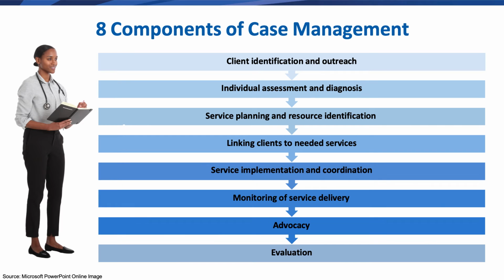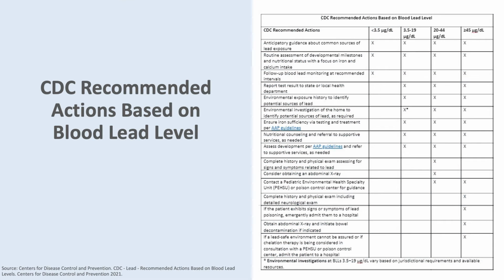There are 8 components of case management identified by CDC: client identification and outreach, individual assessment and diagnosis, service planning and resource identification, linking clients to needed services, service implementation and coordination, monitoring service delivery, advocacy, and evaluation. The CDC recommends certain actions based on blood lead level. The current CDC blood lead reference value is 3.5 micrograms per deciliter.